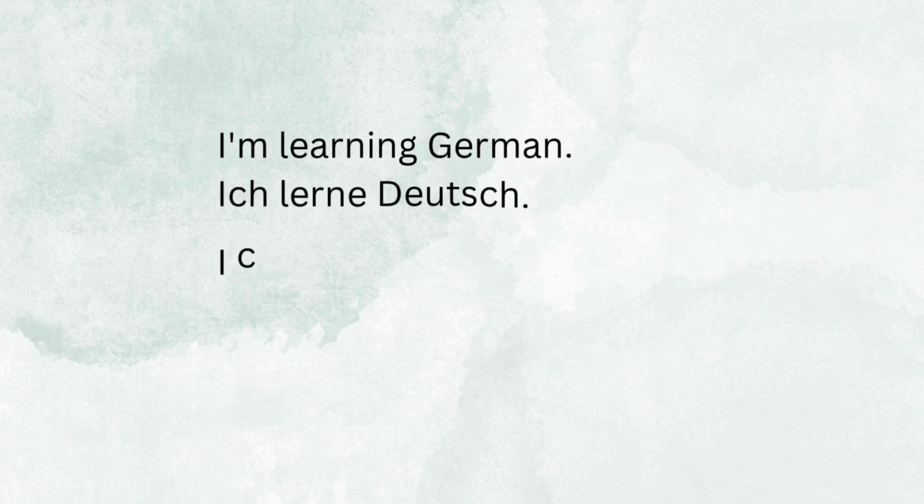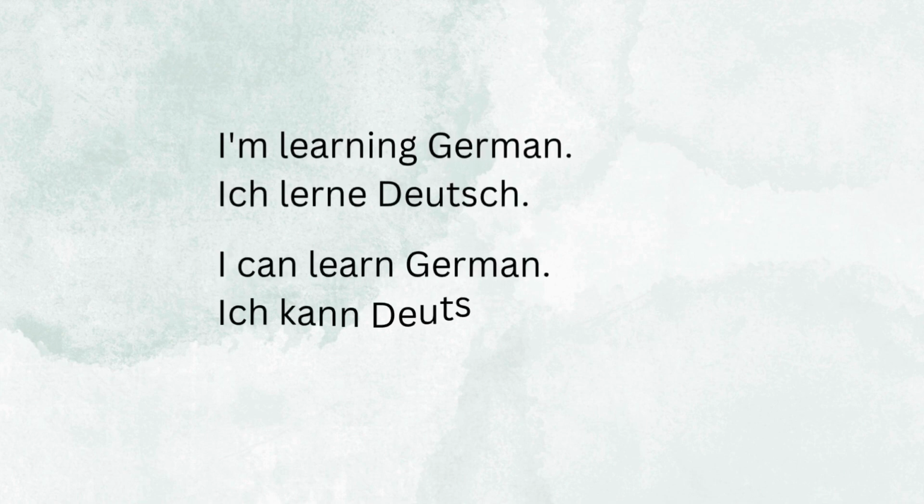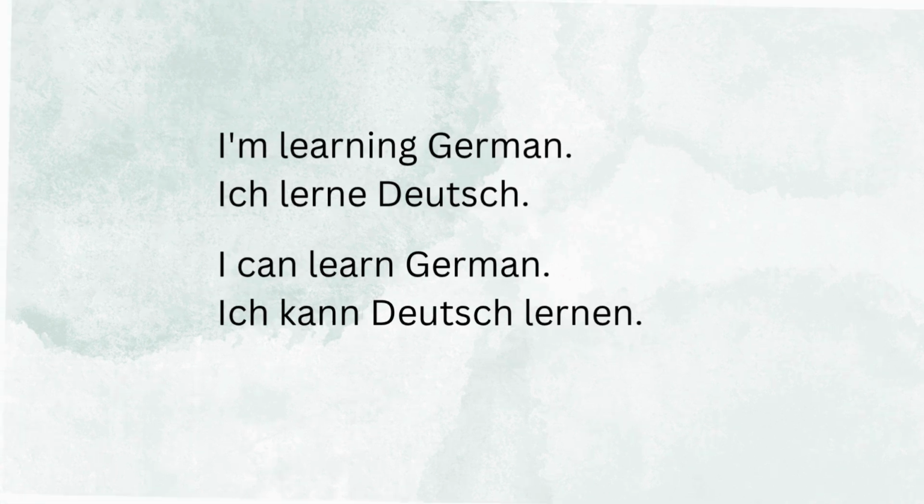When you use a modal verb, the modal verb will sit in the second position and the main verb goes to the end of the sentence. Let's look at examples. I'm learning German. Ich lerne Deutsch. With a modal verb, I can learn German. Ich kann Deutsch lernen. Notice that the main verb moves to the end.